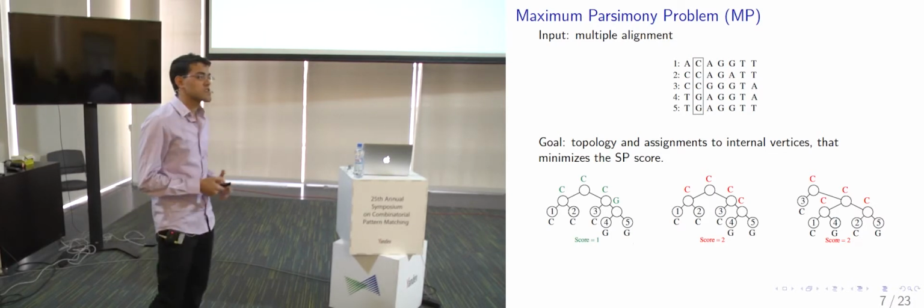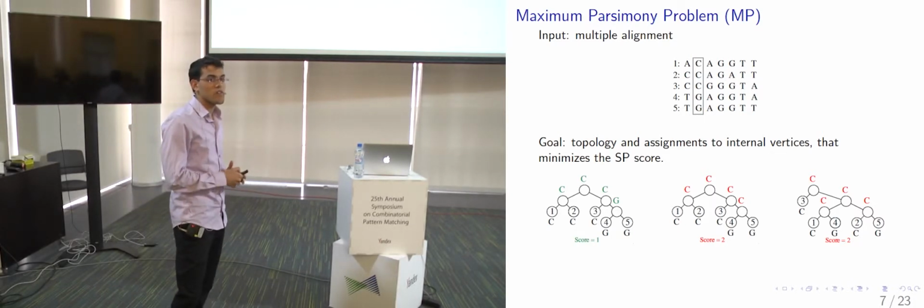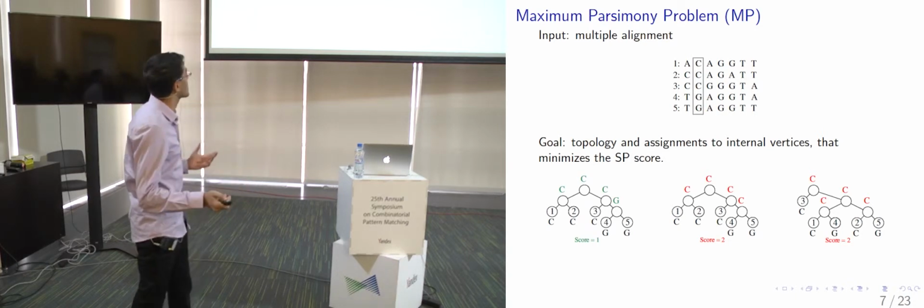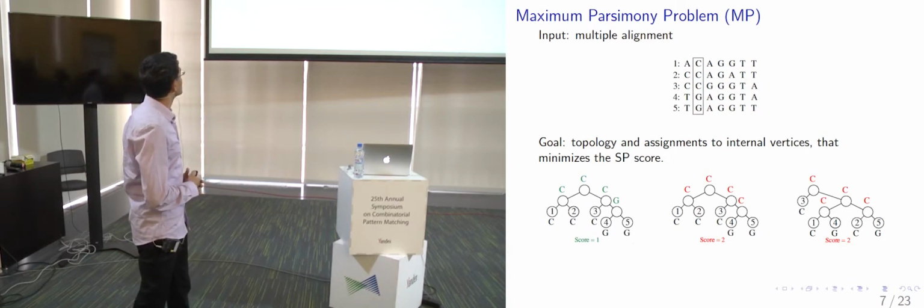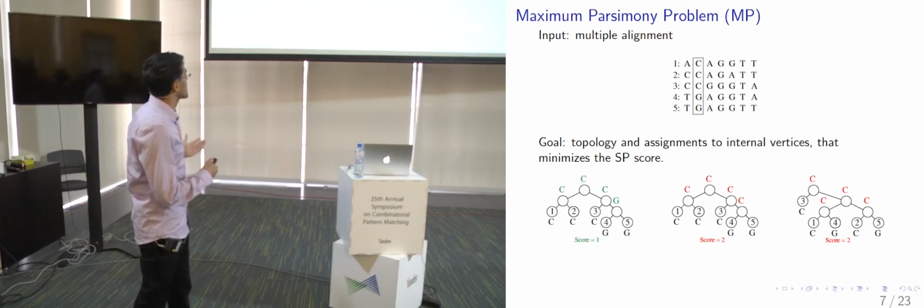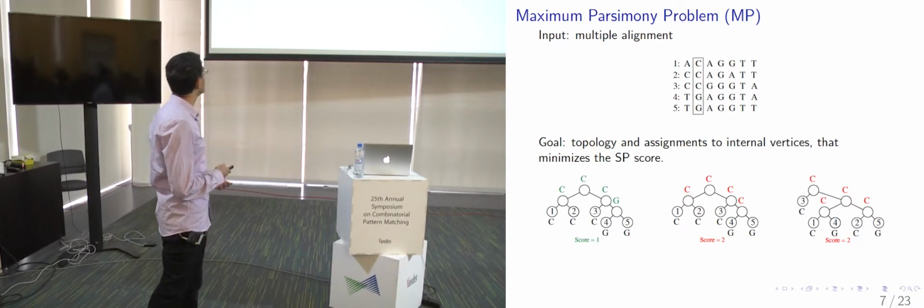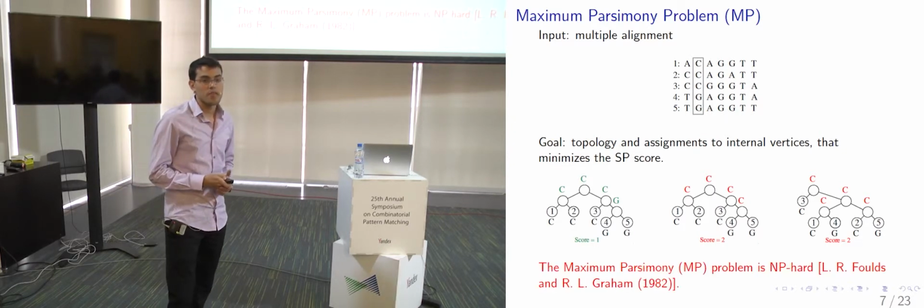Again, here the search space is much, much bigger, over all phylogenies and over all assignments. These are the two previous topology and assignment, and the new, different topology. And this problem is known to be NP-hard.